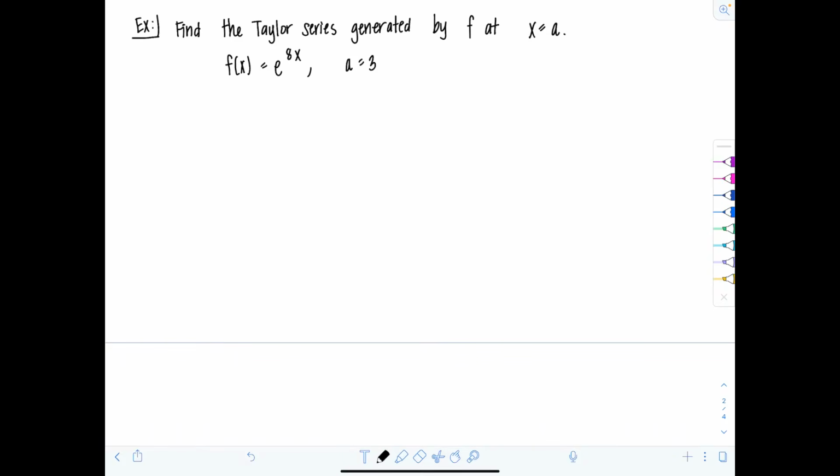So instead of a equaling 0, the way it is for Maclaurin series, a equals 3. All right, we're going to start the same way. So you have n, the nth derivative at x, and then in this case, the nth derivative at 3.